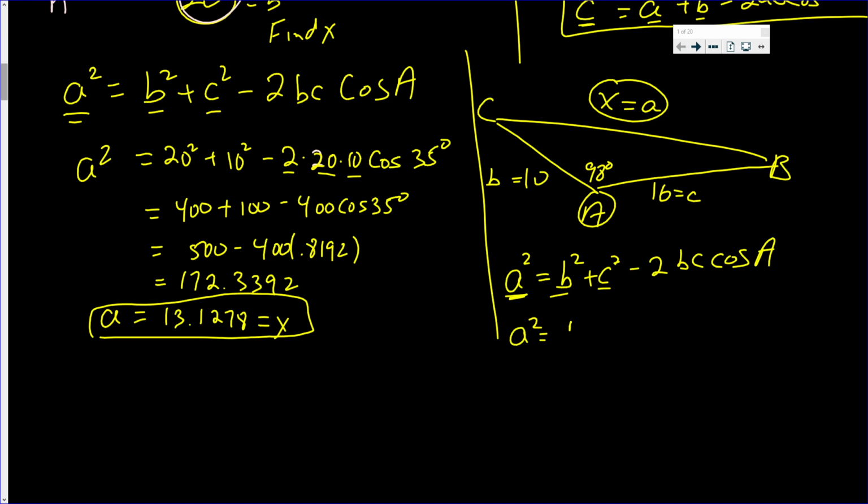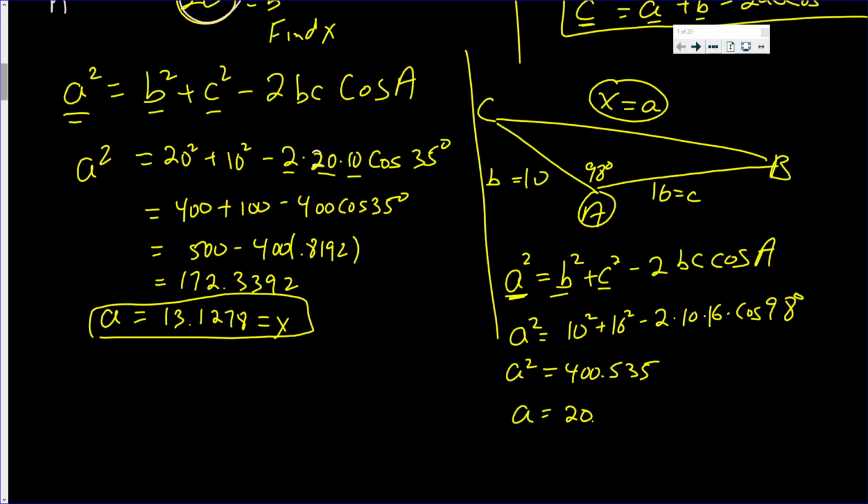So a squared is equal to 10 squared plus 16 squared minus 2 times 10 times 16 times the cosine of 98 degrees. And if you crank this out, you would get approximately 400.535. Well, that's what a squared equals. So a is going to be a little bit more than 20, because 20 squared is 400, and this is just a little bit more than 400. So it turns out it's very close to that value.